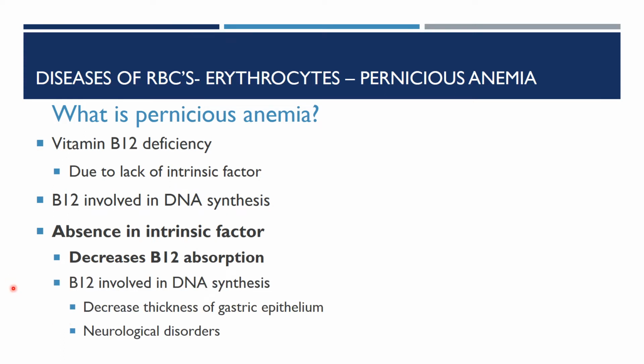And so what we get here is decreased absorption of the iron because you see changes on the gastric epithelium and then also changes in DNA synthesis. And so the thickness of the gastric epithelium is going to decrease, and that would negatively affect iron absorption. And then you're going to suffer from neurological disorders, and that's specifically myelin sheaths on neurons will end up breaking down.